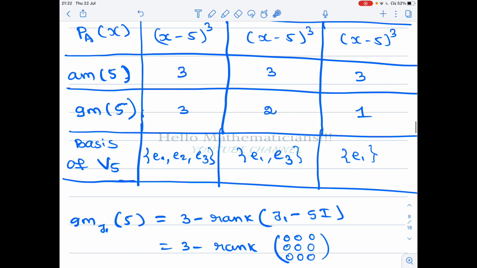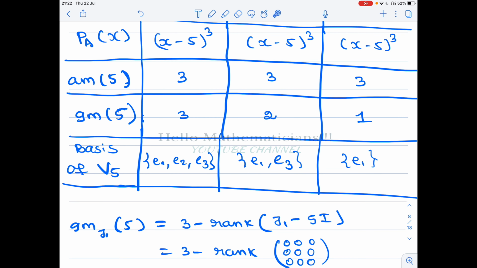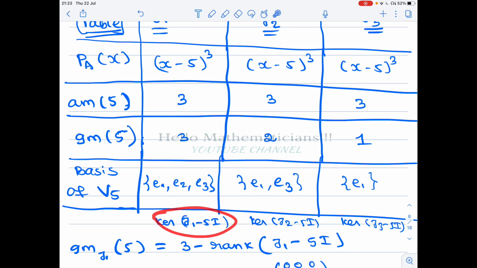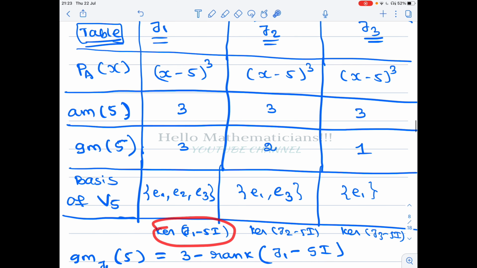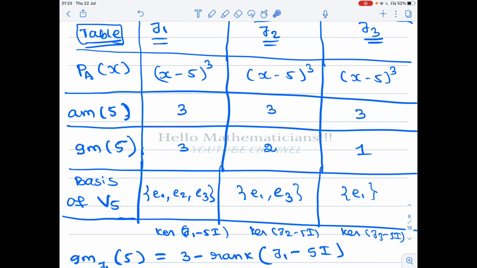So to calculate a basis for V5, we can calculate the basis for the kernel of J1 minus 5i, the kernel of J2 minus 5i, and the kernel of J3 minus 5i. Okay, but J1 minus 5i is a zero matrix. Therefore, its kernel will be full. If it is a zero matrix, then everything goes to zero. Therefore, what will be the kernel? The kernel will be the full C cube. If it is the full C cube, then we can just take the standard basis.